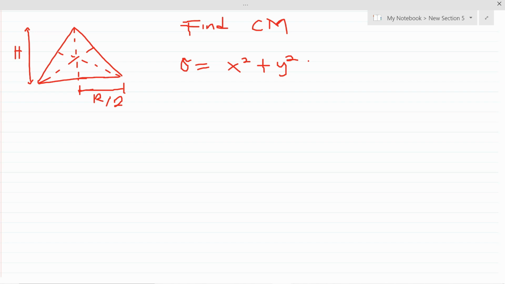So we are supposed to find the center of mass of this triangle lamina, given that the density of the triangle lamina is this. Okay, so how do I go about this?